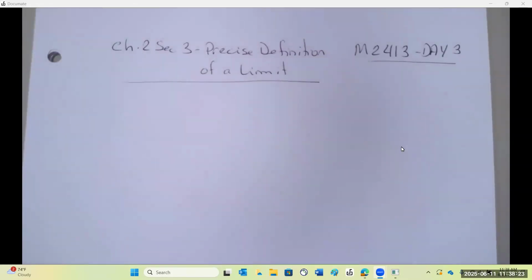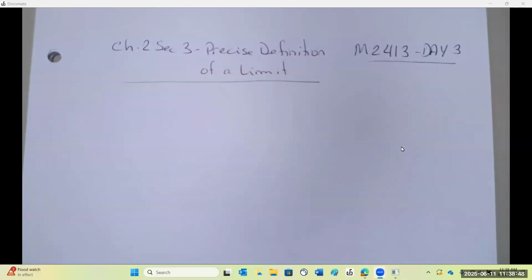Right, today we're going to do 2-3, the precise definition of a limit. I'm giving you an apology here because the next couple of sections are going to require you to do proofs of a limit existing. You know what I said last time? If I ask you to do a limit, just plug it in there and see if it works.